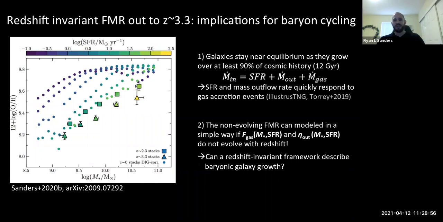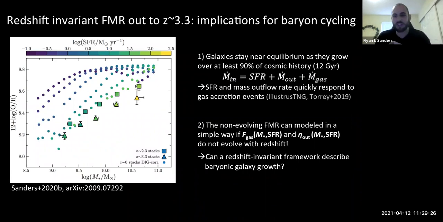And an easy way that you can model a non-evolving FMR is essentially by requiring that the gas fraction and the mass loading factor of outflows as a function of star formation rate and mass do not evolve with redshift. And if it's true that these particular parameters as a function of mass and star formation rate are redshift invariant, that's actually really powerful to form a redshift invariant framework that can describe the growth of galaxies.